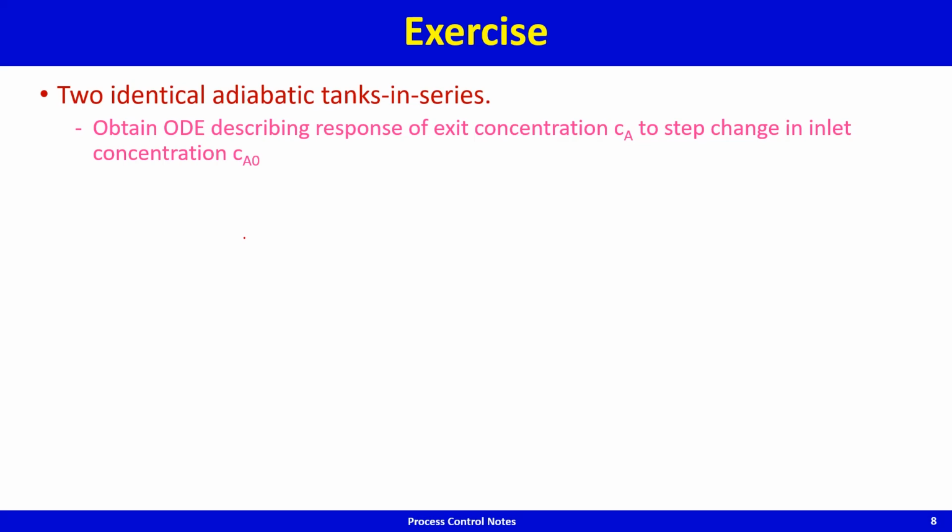As an exercise, take two identical adiabatic tanks in series. Obtain the ordinary differential equation describing the response of the exit concentration Ca to a step change in the inlet concentration Ca naught. So you've got two identical tanks. There's Ca naught here, and there's Ca at the exit of the second tank. If Ca naught changes as a step, how does Ca change? Obtain the ODE that describes this.